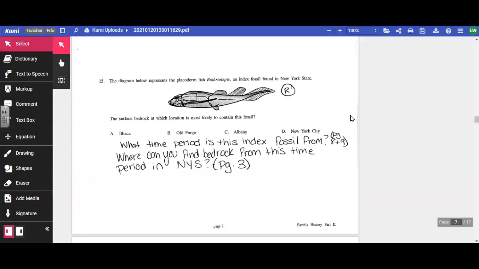So you're going to have to figure out what time period this index fossil is from. Remember, it's index fossil R, looking on pages 8 and 9. And then look at page 3 and figure out where you can find bedrock from this time period.